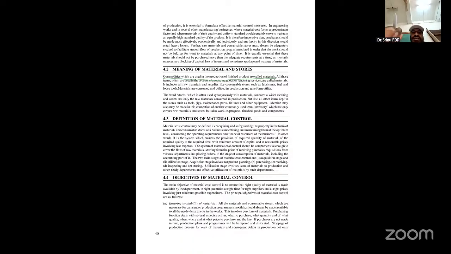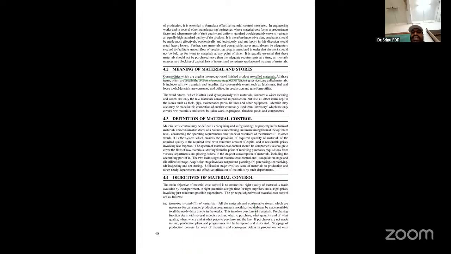Is it clear? So material means what? In one word, simply I can say that whatever inputs we are going to use for the conversion of raw material to finished goods, that is called a material. Is it clear? Okay.